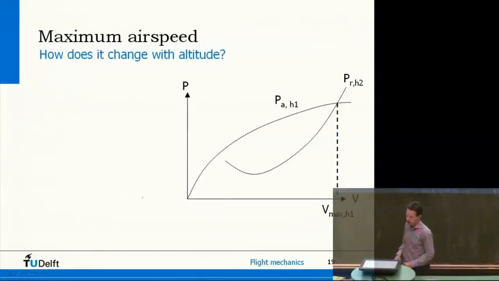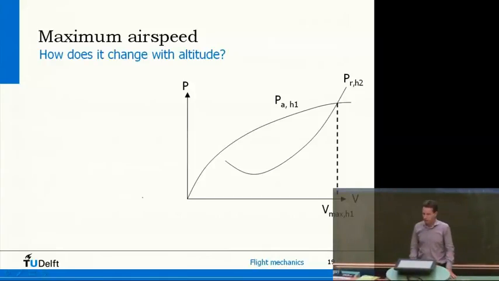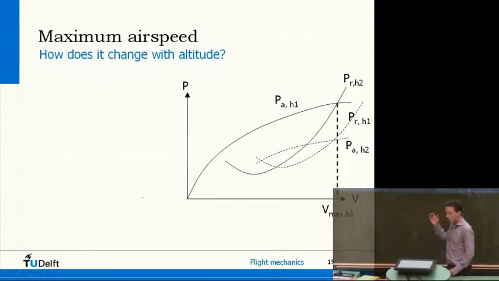We can do the same kind of thing for maximum airspeed. Of course, maximum airspeed is when the available power equals the required power. So it's the point all the way on the right in the diagram. But now let's look at what happens if you change the altitude. So, like I said before, the power goes down, less power available, but the curve also shifts to the right. So, in this scenario I've drawn here, actually the maximum speed becomes a little bit less.